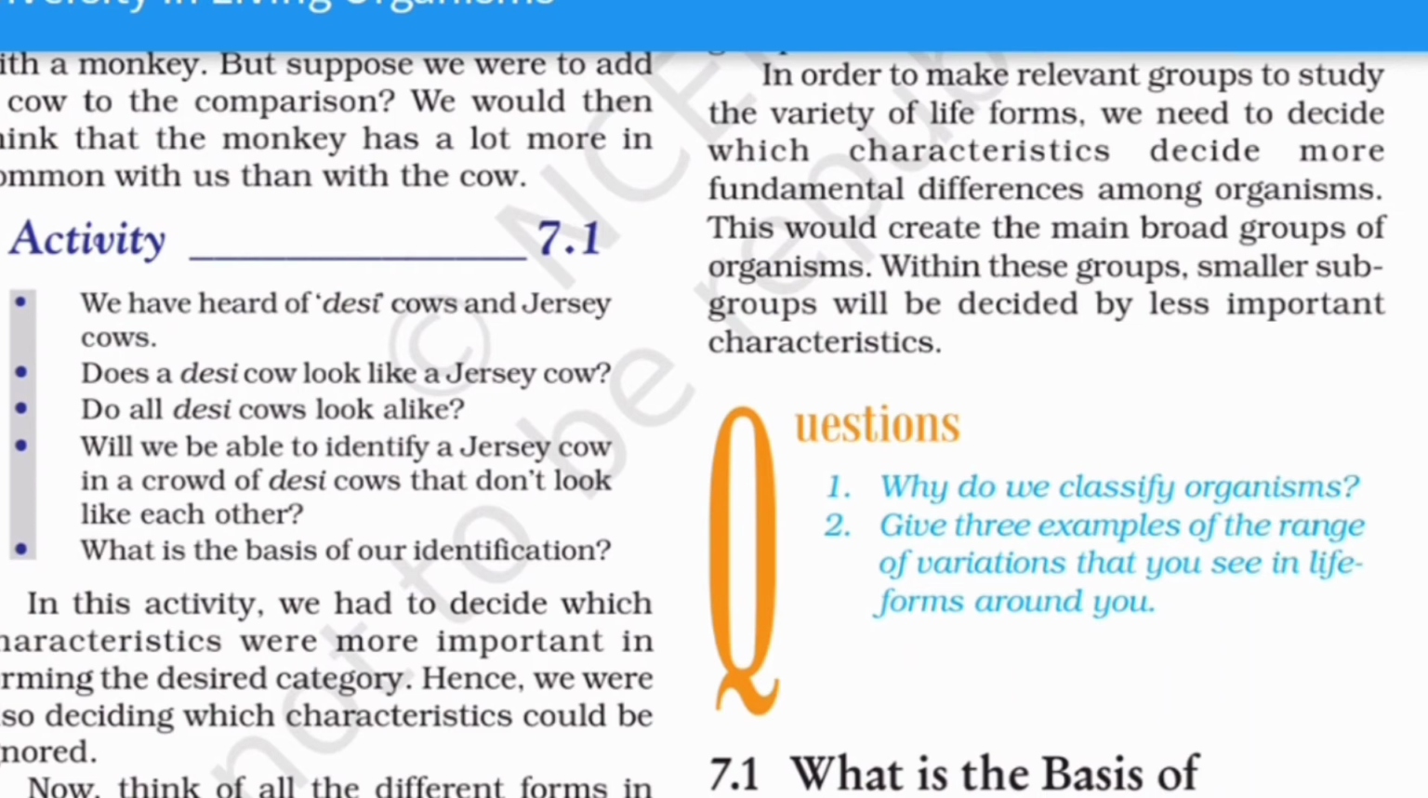Second one is, give 3 examples of the range of variations that you see in life forms around you. This answer you can write yourself, like we talked about the human beings, monkey, when you are comparing yourself to a friend and then to a monkey and then to a cow. So you may find some of the similarities between the human beings and the monkey. But cow, that is completely different. And you have to pick some examples from your surroundings, the environment, and you can use those in your answer.